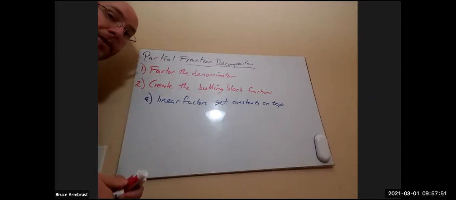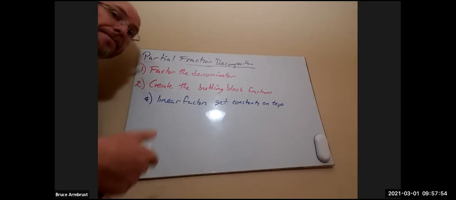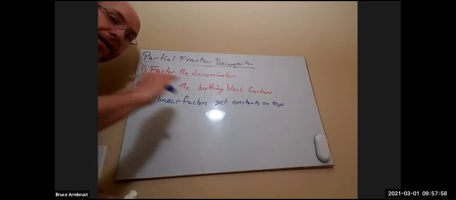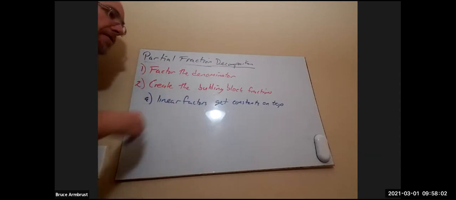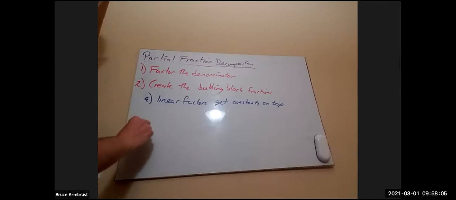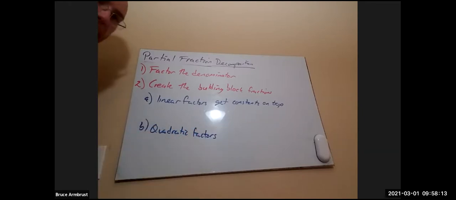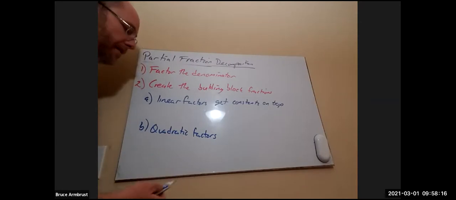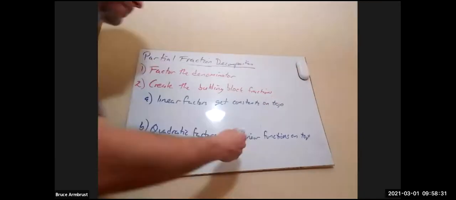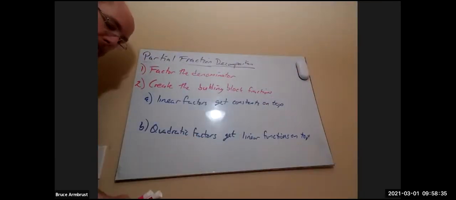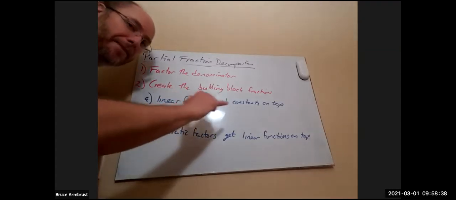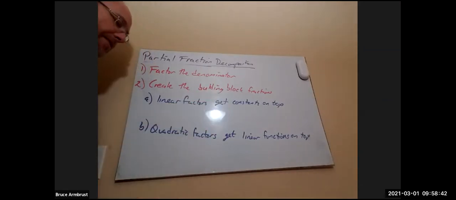So if you go back and you look at that example we just did, the factors we had were x and x minus 1. Since those were linear, I just put constants on top, a, b, and c. So linear factors get constants. Quadratic factors, so x squared plus 1, things like that, get linear functions on top. I didn't show you one of those, so we will see those in subsequent examples. But if you get a quadratic factor, you have to put a linear on top, ax plus b, cx plus d, whatever.